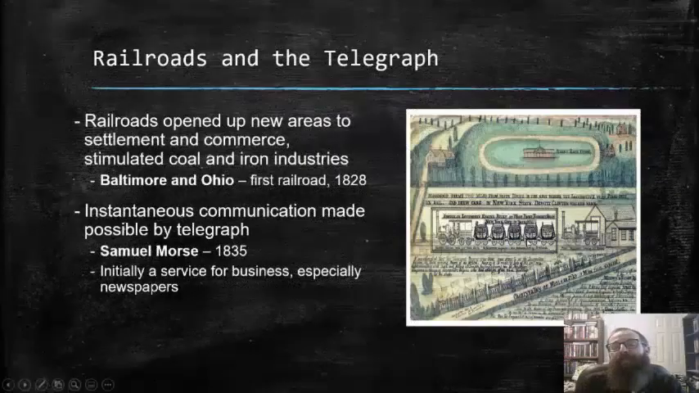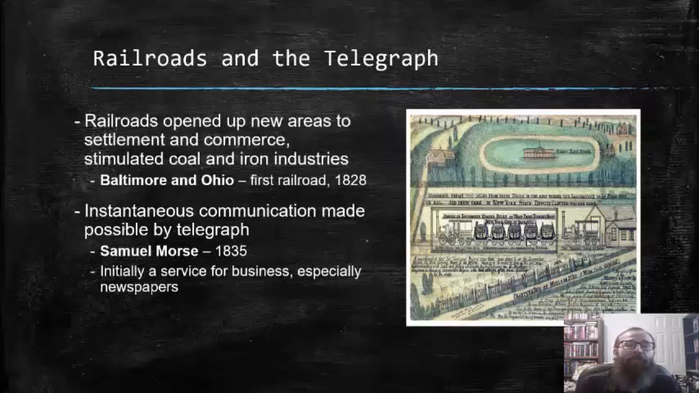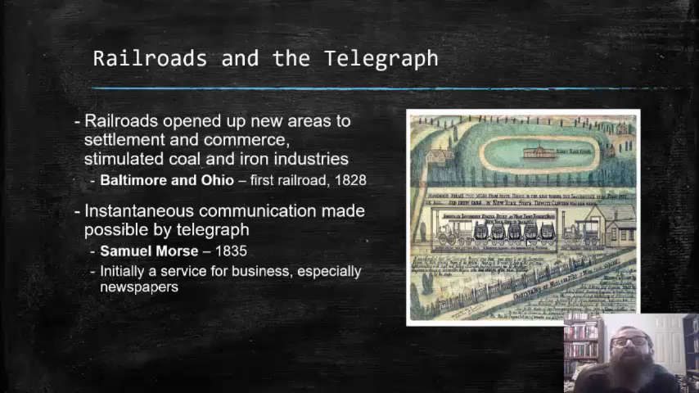The next significant development in transportation and commerce in this era was the development of the railroads. Railroads opened up new areas for settlement and commerce, particularly those areas that were not near any navigable waterways. Railroads also greatly stimulated the coal and iron industries, which became very important to the growing economy in the United States in the 19th century. The first railroad established was the Baltimore and Ohio, which was finished in 1828.